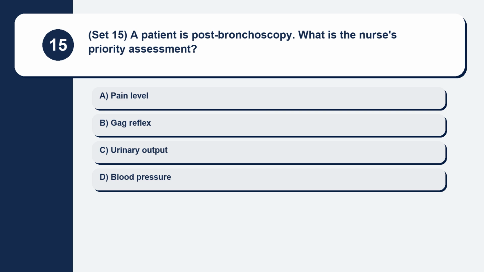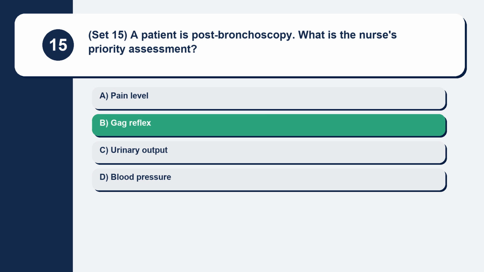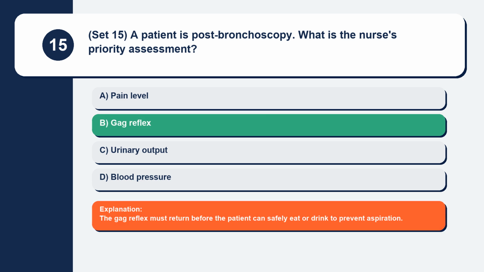Question 15. Set 15. A patient is post-bronchoscopy. What is the nurse's priority assessment? Pain level, gag reflex, urinary output, blood pressure. The gag reflex must return before the patient can safely eat or drink to prevent aspiration.